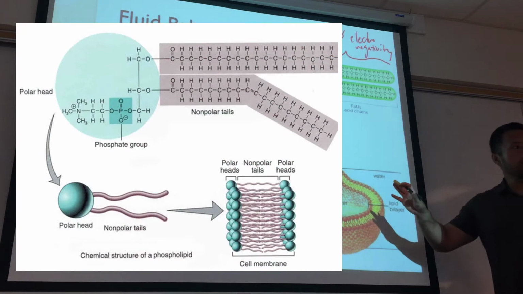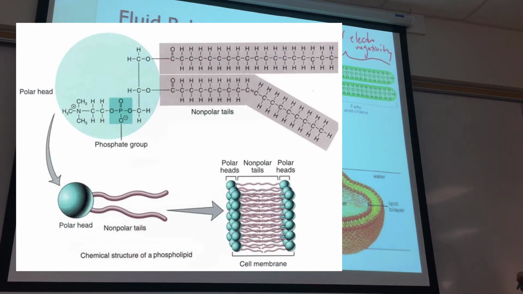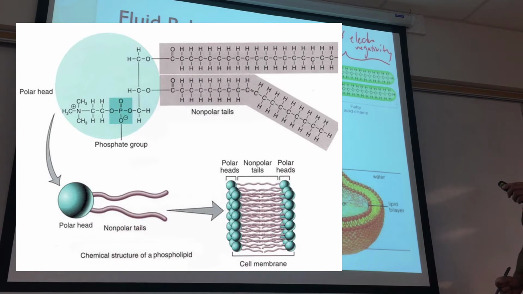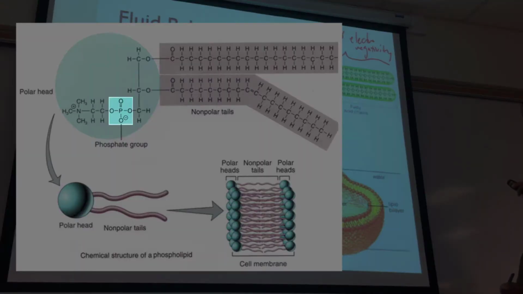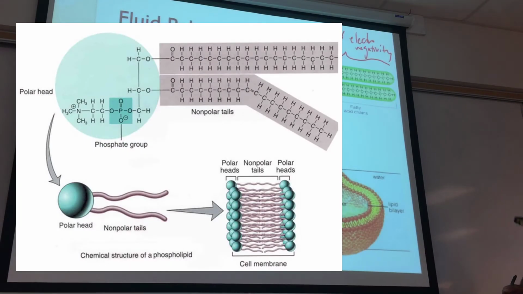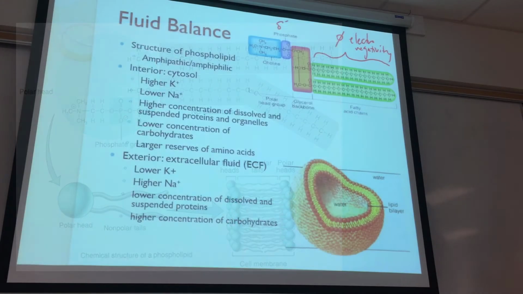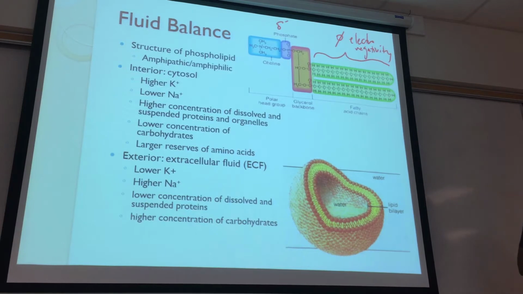Now, on the other end, we would see our polar head. And attached to that 3rd spot on that glycerol molecule is that phosphate group. And here you can see the phosphate ion surrounded by oxygen molecules. Remember those 2 things we talked about, oxygen and phosphorus, are very electron hungry. And so this area exhibits a lot of electronegativity. And therefore water molecules are very attracted to it.